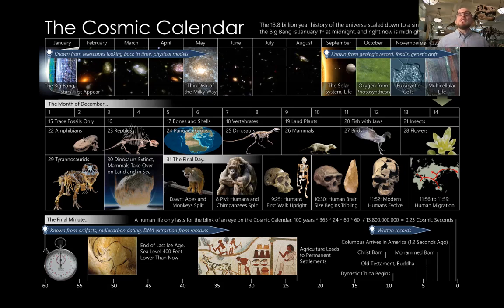Now you're going to use this idea, this cosmic calendar, to think about times and different events that have happened in our past. We're going to try to think about this in a very big way, but using a one-year calendar makes it a little bit easier to do.